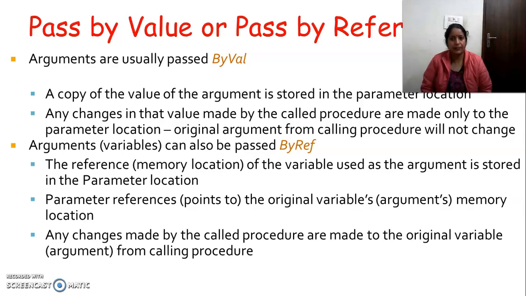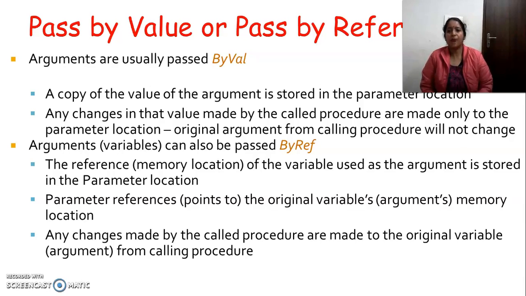And the next one is the arguments passed by reference. The reference of the variable used as the argument is stored in the parameter location. The parameter references the original variable's memory location. Any changes made by the called procedure are made to the original variable from the calling procedure.